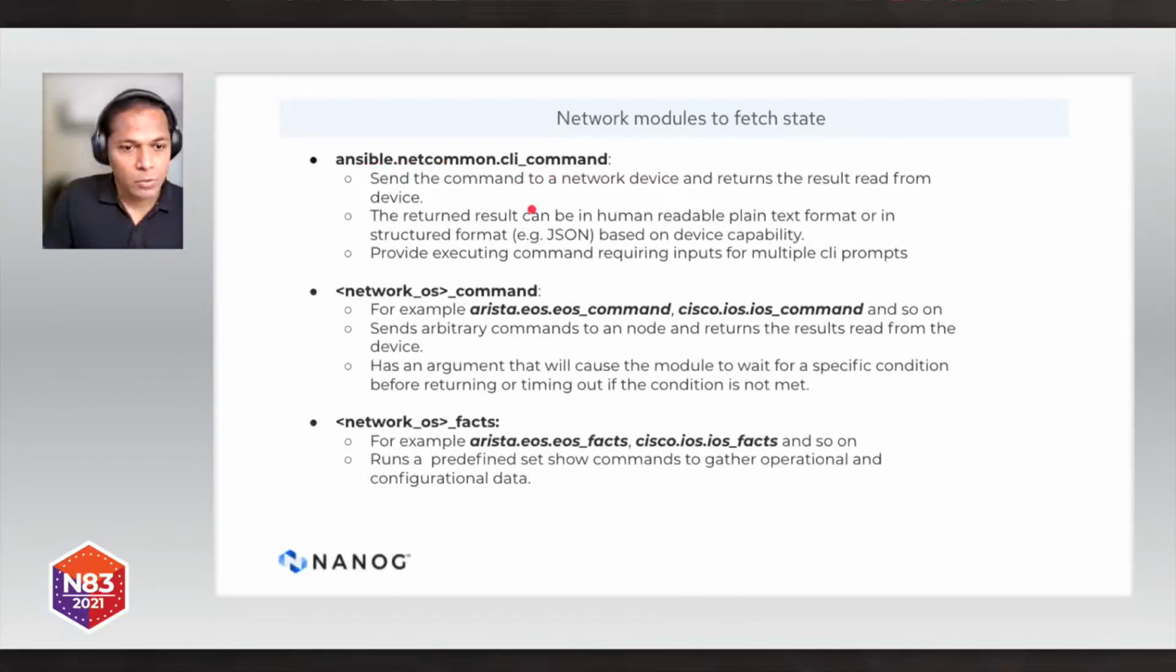It is basically used to run a command on a network device and return the result to the user. The returned result can be in plain text format or in structured format like JSON, provided the device supports that capability. It also provides a way to execute commands that require user input in the form of CLI prompts.